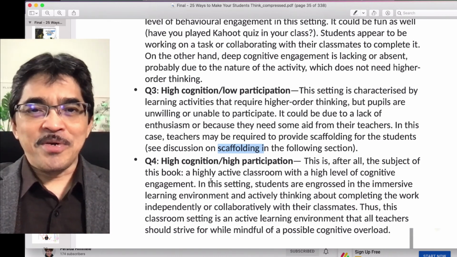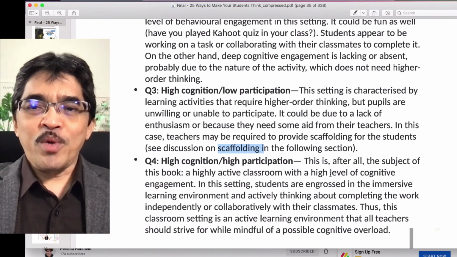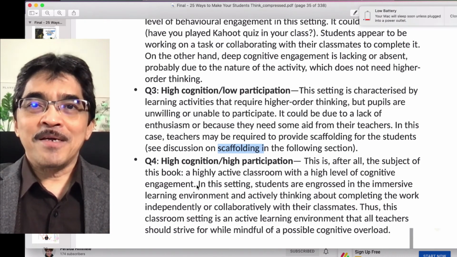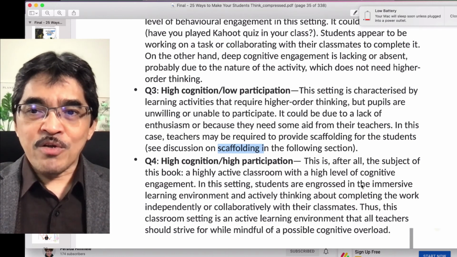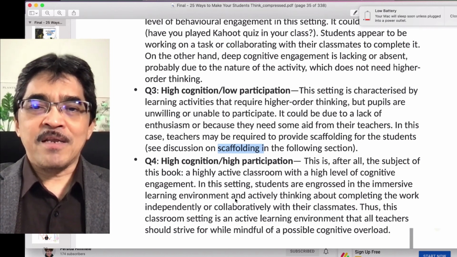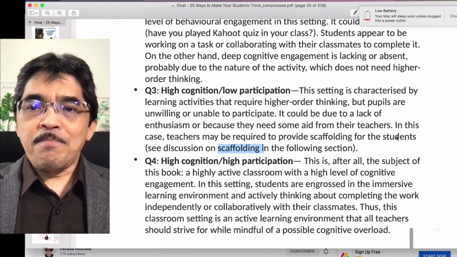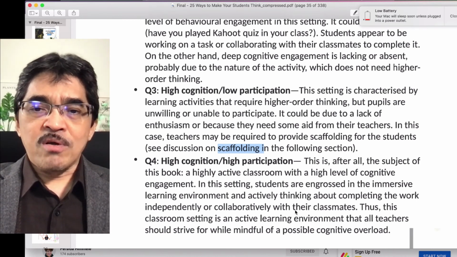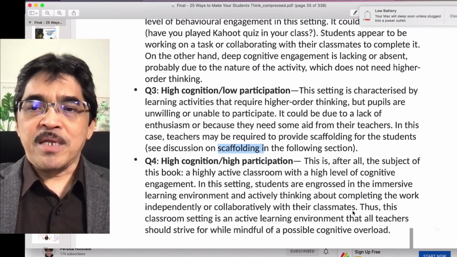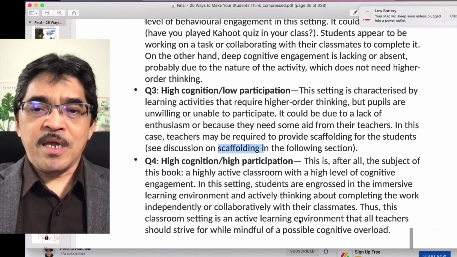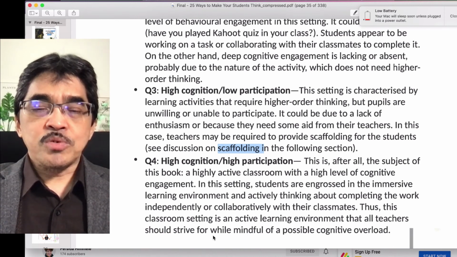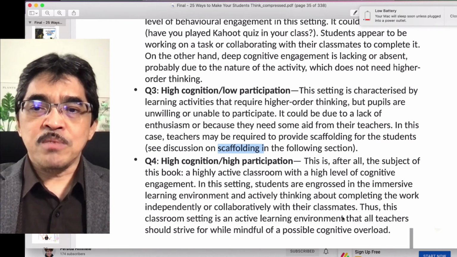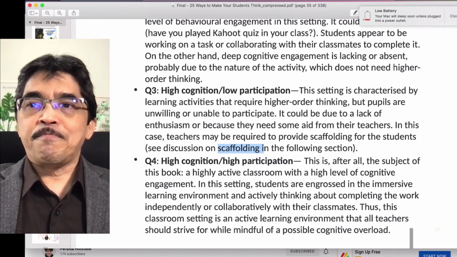I'm talking about my book here: a highly active classroom with a high level of cognitive engagement. In this setting, students are engrossed in the immersive learning environment and actively thinking about completing the work independently or collaboratively with their classmates. Thus, this classroom setting is an active learning environment that all teachers should strive for, while mindful of a possible cognitive overload.